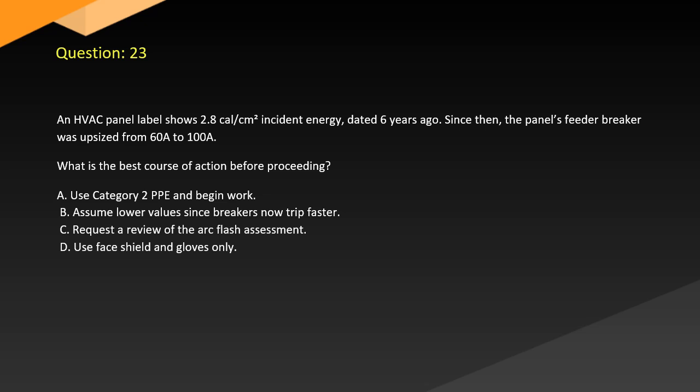Question 23. An HVAC panel label shows 2.8 cal/cm² incident energy, dated 6 years ago. Since then, the panel's feeder breaker was upsized from 60 to 100 amps. What is the best course of action before proceeding? A. Use Category 2 PPE and begin work. B. Assume a lower value since breakers now trip faster. C. Request review of the arc flash assessment. D. Use face shield and gloves only.